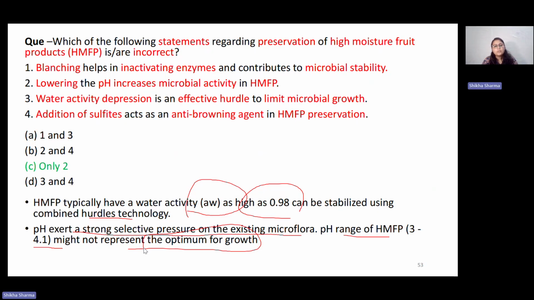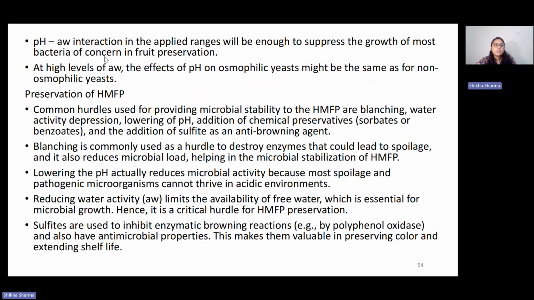It might also not represent the optimum for growth. Because of the low pH, the microorganisms will not grow. The pH and water activity interaction in the applied range will be enough to suppress the growth of most of the bacteria of concern in food preservation. At high levels of water activity, the effective pH on osmophilic yeast might be the same as for non-osmophilic yeast.